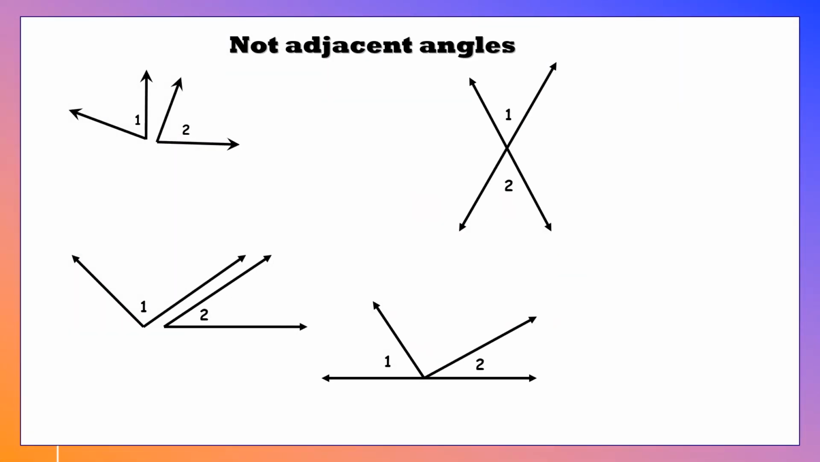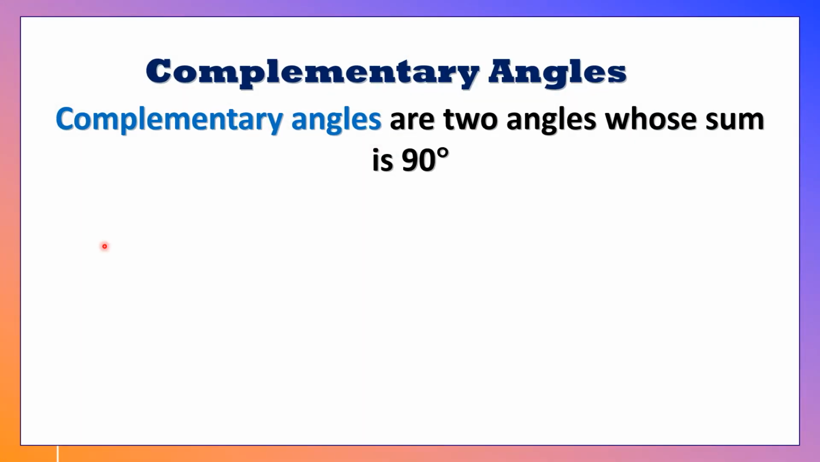Angle 1 and angle 2 are not adjacent angles because they do not share a common side. Next is the complementary angles. Complementary angles are two angles whose sum is 90 degrees.